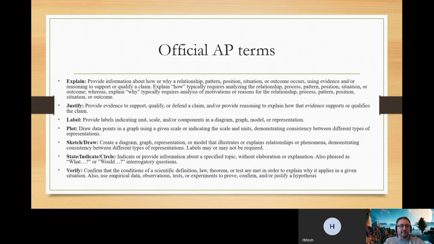Verify, confirm the condition. So this is often the case if it was on one of the tests that we did, that I put that video out there. We had to verify this was the answer. So confirm that the conditions of the scientific definition, law, theorem, or test are met in order to explain why it applies to a given situation.